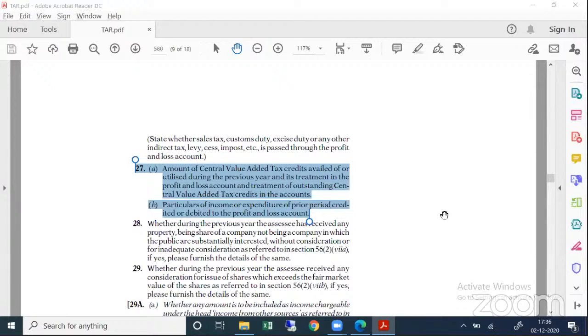So basically what they are asking is how much credit is available, how much you are utilizing, and what is the differential treatment. What we are generally doing is giving it as per the books of accounts only, because the last part of the clause requires the treatment in the accounts for that.